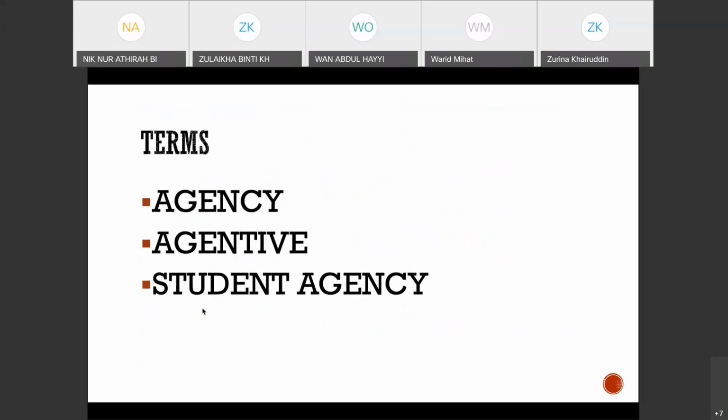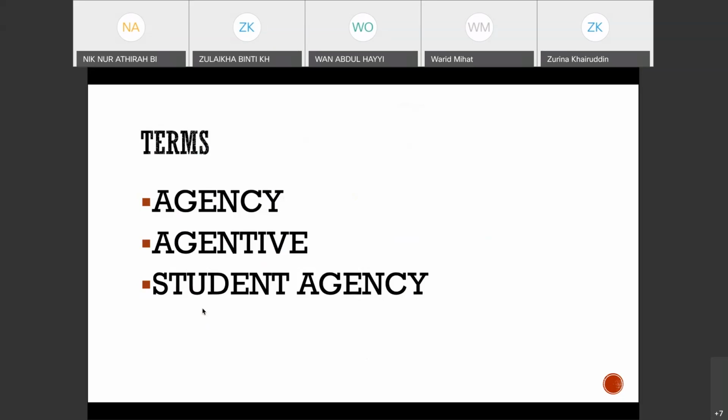Okay, so what is agentive? What is agency? Let's talk about terms here. Agency basically is the control that we have as agents, as human beings, over the decisions that we want to make. For example, the decision to buy a new car, right? It's our agency. We are being agentive. Do we want to buy a more expensive car, or do we want to buy a cheaper car?